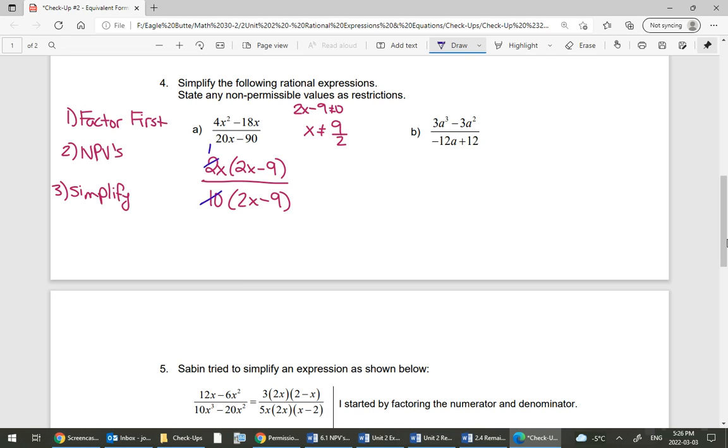2 over 10 is 1 over 5. X stays there, and these cancel out as well. All right, we're going to have x over 5. I see you guys giggling. All right, we got x cannot equal 9 over 2, and our expression is x over 5.